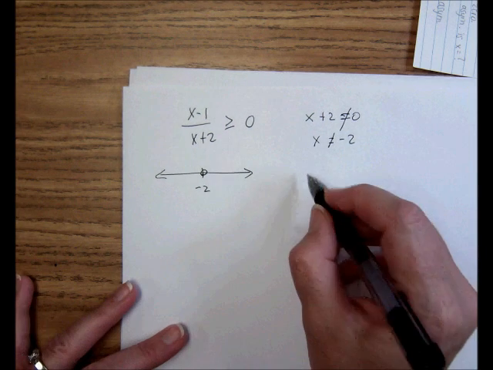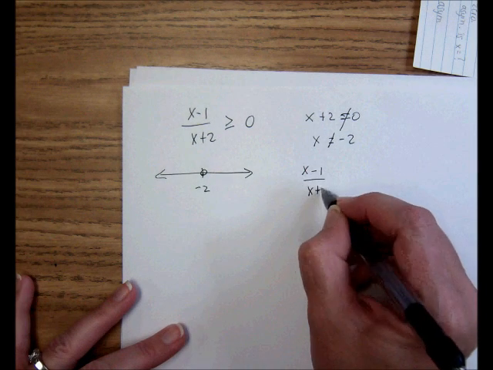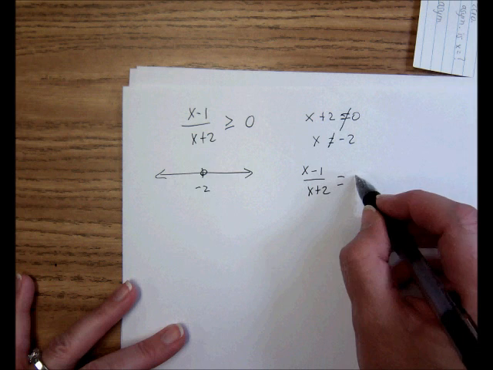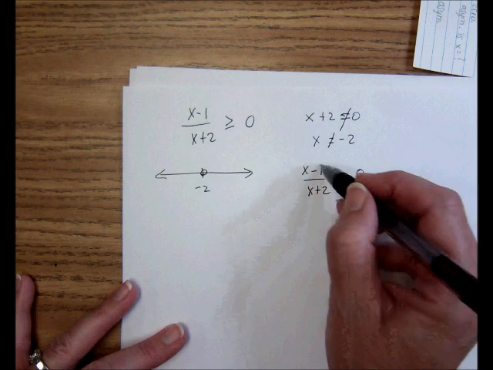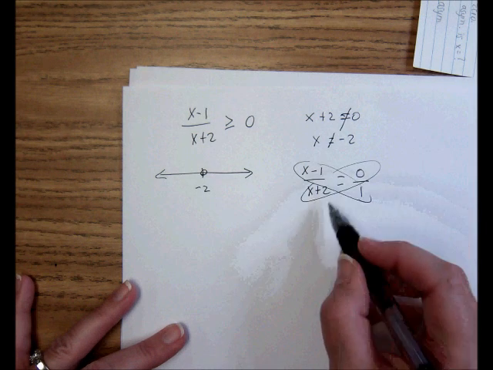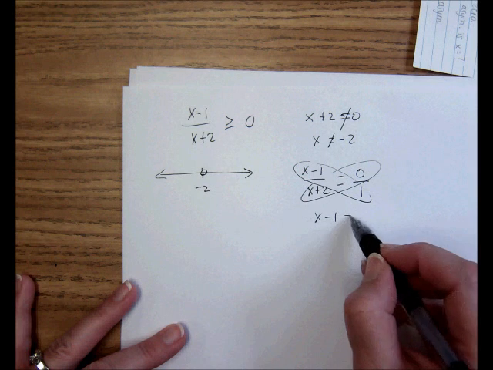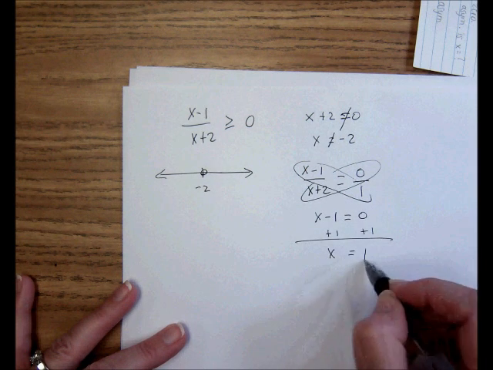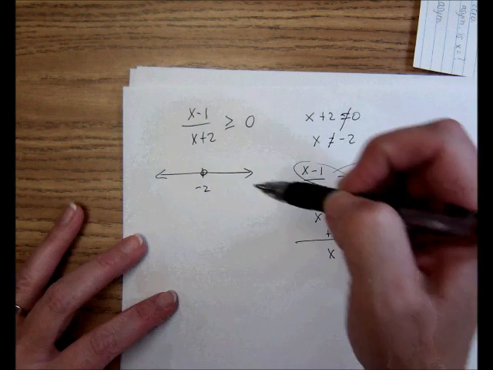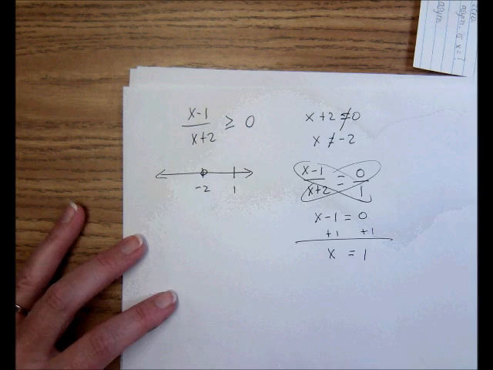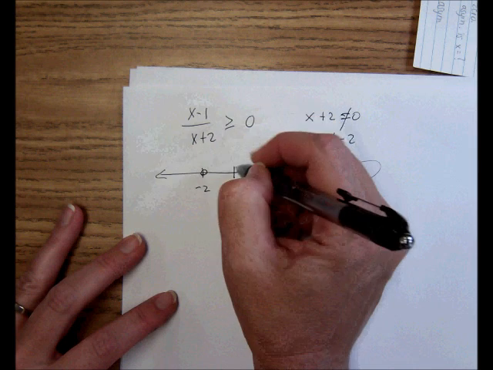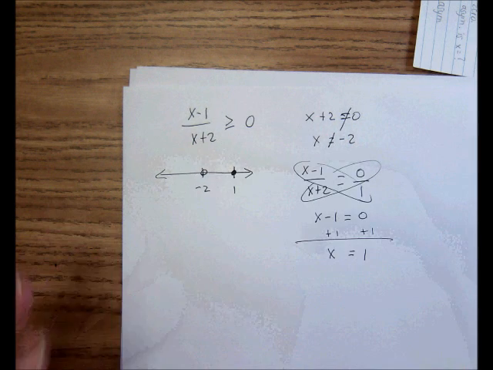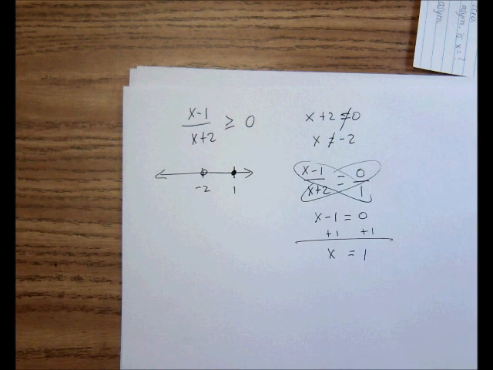So my next step is I solve for x. And I do this by setting it equal to 0 and then cross multiplying. So x minus 1 is equal to 0. Add 1. And so x is equal to 1. So I go up to my graph, I put a 1 there, I know it's going to be greater than or equal to, so I put a dot there.